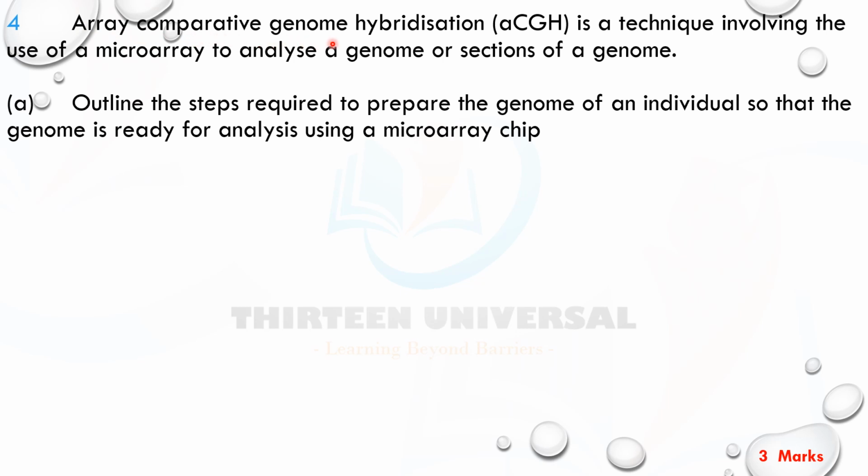Comparative genome hybridization (ACGH) is a technique involving the use of a microarray to analyze a genome or sections of a genome. Outline means they should give the main features. Outline the steps required to prepare the genome of an individual so that the genome is ready for analysis using a microarray chip. So pause this video and try to retrieve.